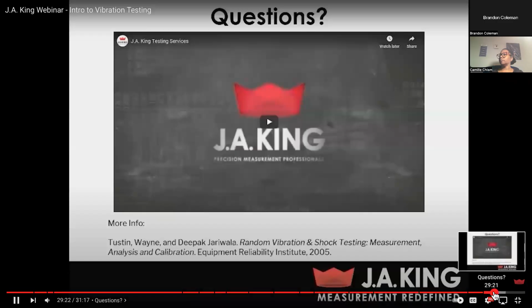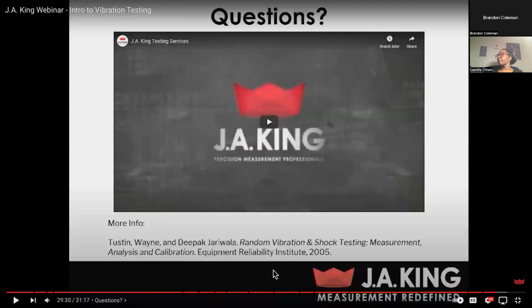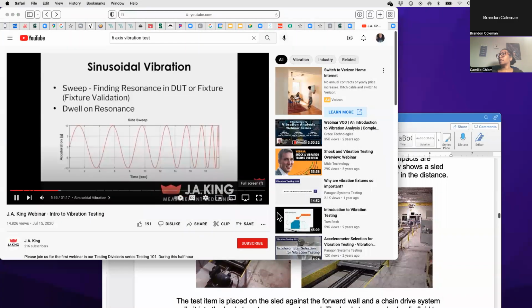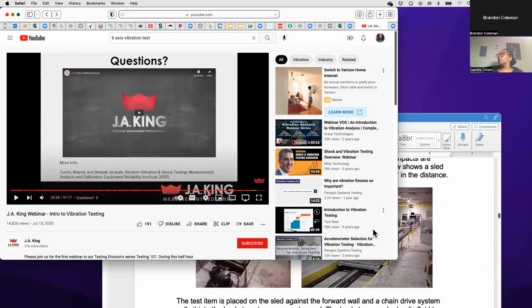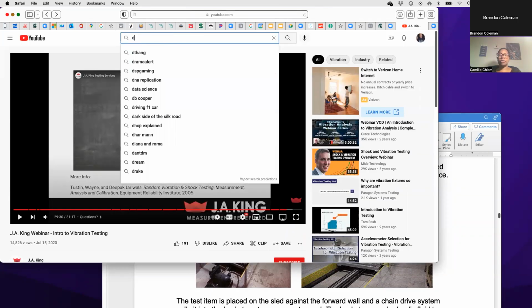DUT and fixture combination. And I think that gave a pretty good example of how the vibration tables work.